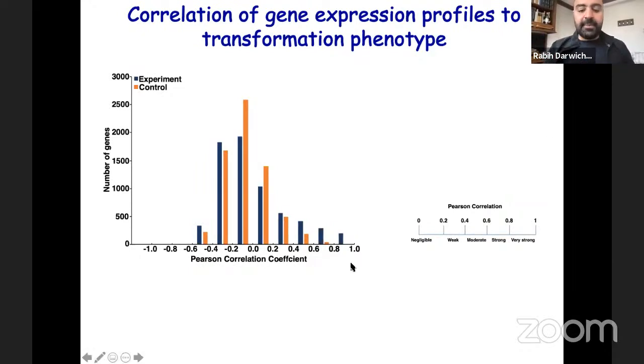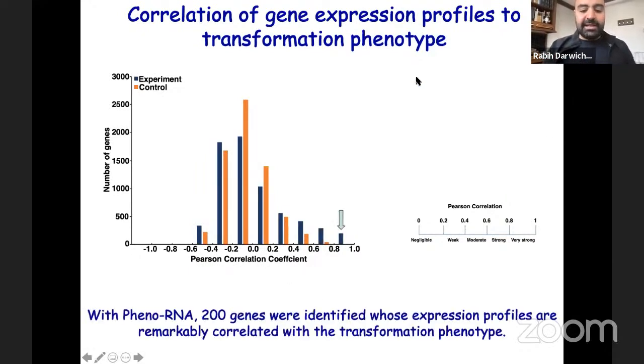As we can see from this experiment, with pheno-RNA we found around 200 genes whose expression profiles are remarkably correlated with the transformation phenotype. We also have many genes that are strongly negatively correlated to transformation, but the phenotype with the negative genes was less dramatic. So from this experiment, we find that there are 200 genes that are strongly correlated to transformation.